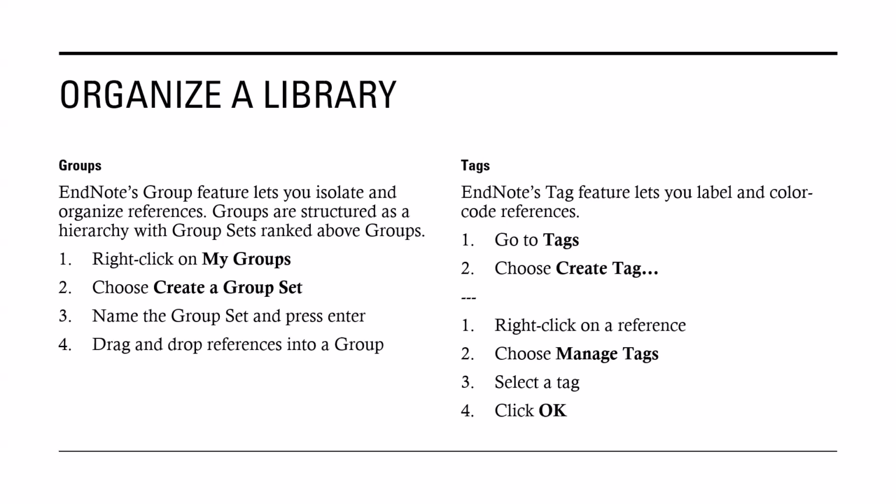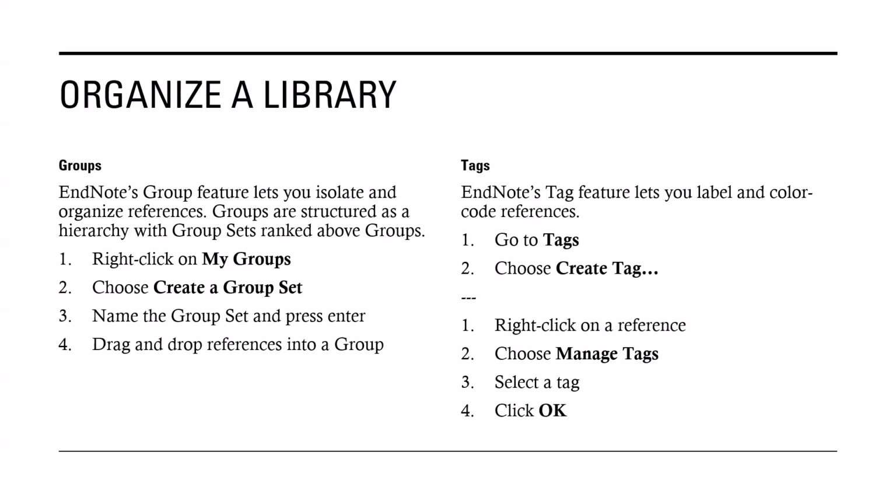But if you're going to manage one library, you can still organize it in a way that lets you separate things. You can use EndNote's group feature to isolate and organize references based on faculty member or project or paper. EndNote uses a group structure. It's a hierarchy, and so group sets sit at the top of the hierarchy, and groups sit under the group set. Think of group sets as a superset and groups as a subset. And I'll show that to you in EndNote. It might make a little more sense.